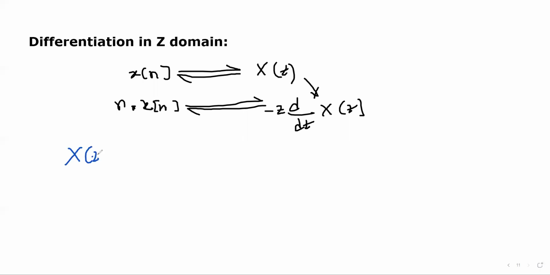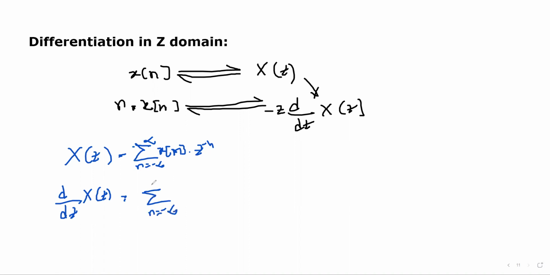So in general, what is X of z? X of z is equal to summation n equals minus infinity to plus infinity of x of n into z power minus n. Now, if I am differentiating this X of z with respect to z, what happens? In x of n I don't have any z terms, so the summation remains the same, but the differentiation moves to z power minus n. So it can be written as d by dz, the differentiation of z power minus n. So what is the differentiation of z power minus n? Minus n into z power minus n minus 1.